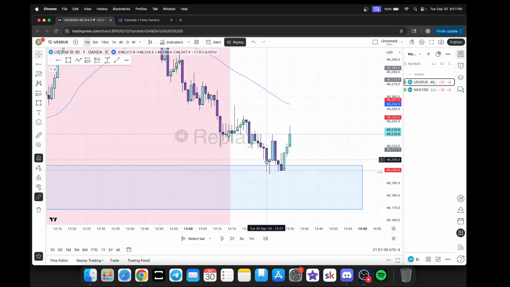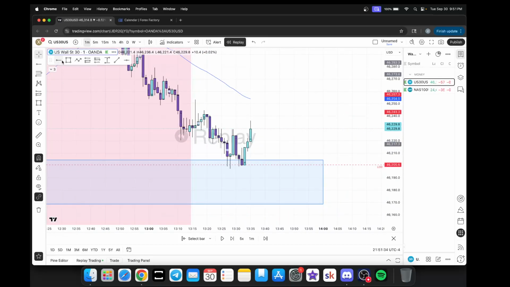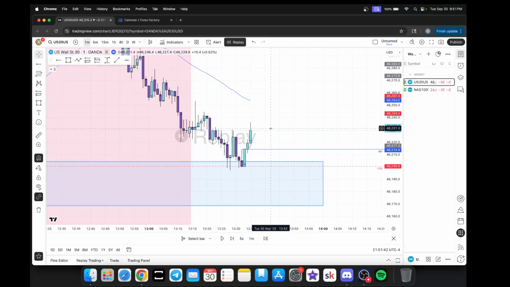So now you can see we have the left, the head, and then this M1 would be our entry point, because now lower time frames have shifted. We're setting up for buys. Our higher time frame is setting us up for buys as well, and this would have been our entry here.